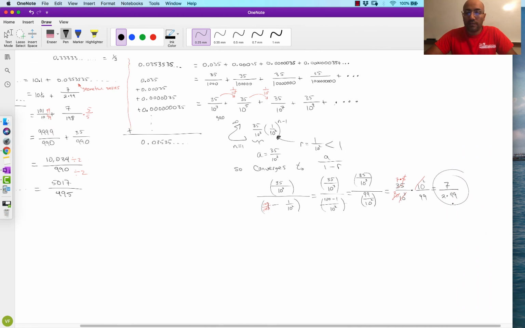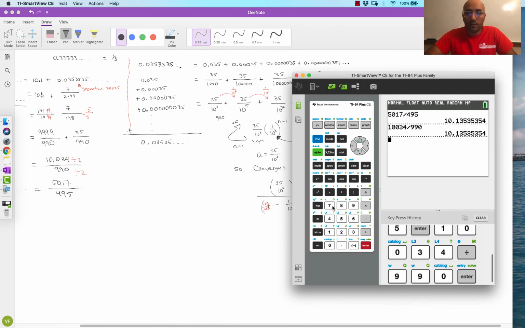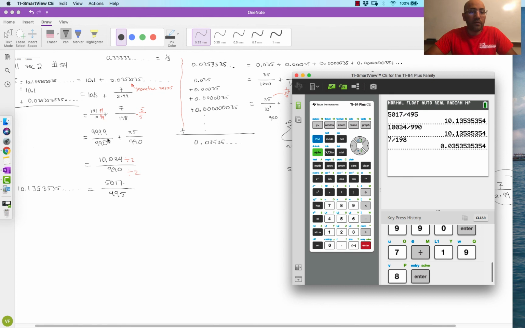See this part, 7 divided by 198. That will generate just the decimal part, just this part right here. Let's check that. 7 divided by 198. See, it just gives you the 0.0353535 repeating, and then all we have to do is figure out a way to add the 10.1 to this, as we did over here, and then that'll lead to our result.